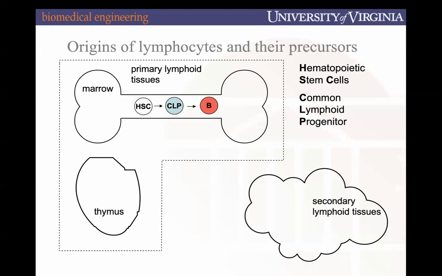The common lymphoid progenitor will differentiate into a B cell in the bone marrow. That's why it's called a B cell, because it originates in the bone marrow. For T cells, that lymphoid progenitor will leave and go to the thymus, and differentiate into a T cell in the thymus. They're called T cells because they originate in the thymus.